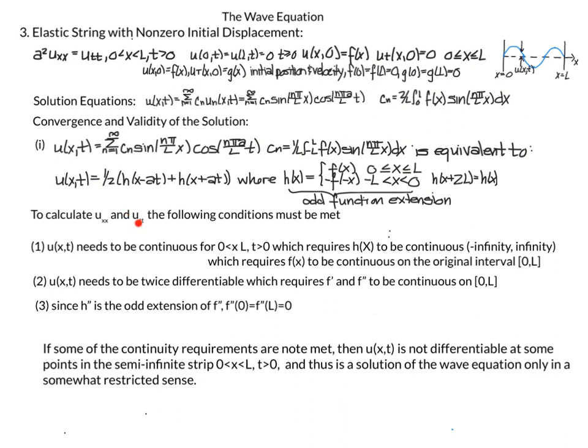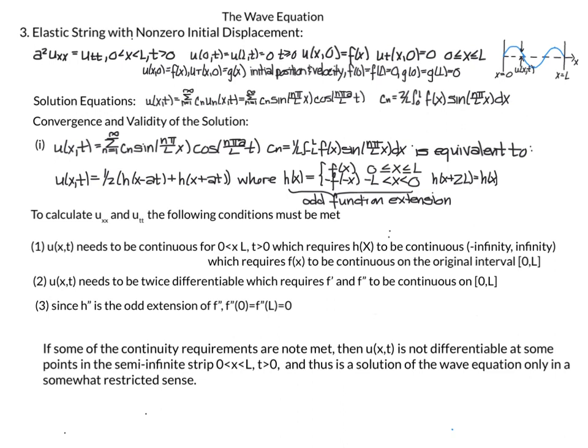as well as the partial derivative of u with respect to t and then t, we need u of x,t to be continuous, which requires h of x, which we defined here to be continuous from negative infinity to infinity, which requires f of x to be continuous on the original interval, 0 to L. And u of x,t needs to be twice differentiable because we have this u_xx, which requires f and f prime to be continuous on the interval 0 to L.